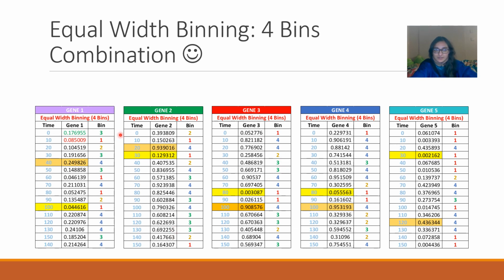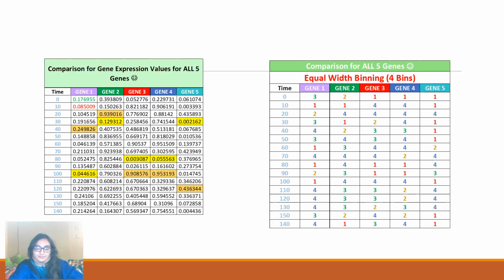Whereas, for instance, here, if we look at time point 10 for genes 1, 2, and 5, it's actually the lowest value for those genes. For gene 2, it's 1. Gene 1 is also 1. Gene 5 is also 1, but for genes 3 and 4, it's actually a 4. So it's the highest value for genes 3 and 4. It's actually one of the lower values for genes 1, 2, and 5.